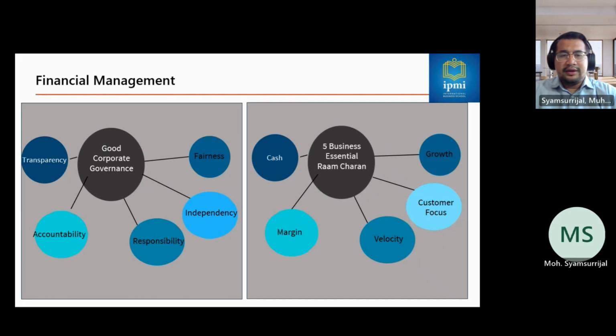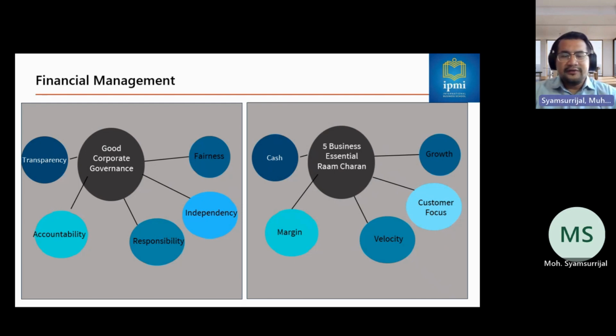So, fourth is about the 5 business essentials from the Ramcharan. The 5 business essentials from the Ramcharan consist of 5 things: cash, margin, velocity, customer focus, and also growth.